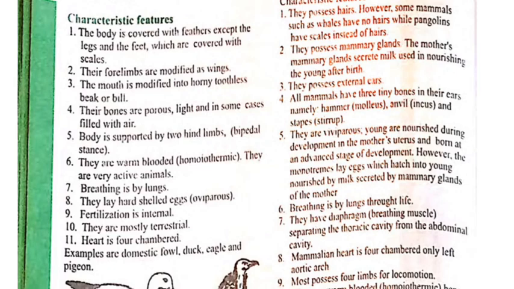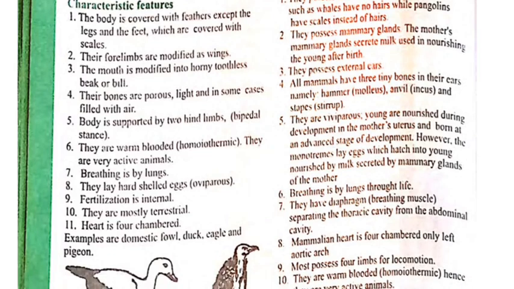Alright, so now still on aves, their forelimbs are modified as wings. They only have hind limbs. Their mouth is modified into a toothless beak or bill. Their bones are porous, light, and in some cases filled with air. Body supported by two hind limbs, bipedal stance. They are warm-blooded, that is homoiothermic.